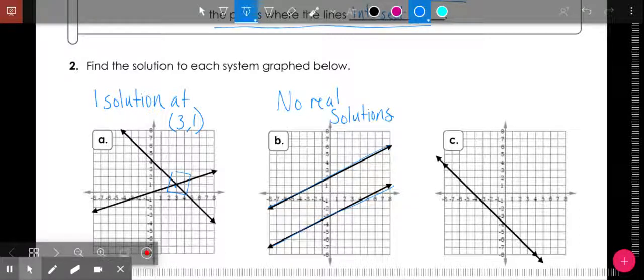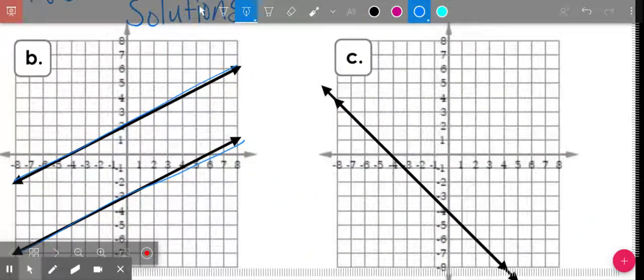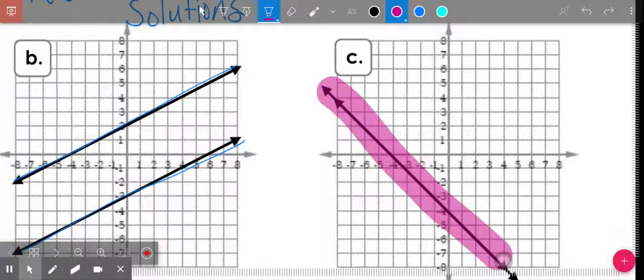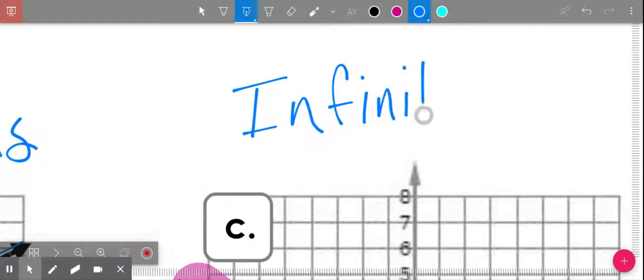And then last but not least, we have system C. Looking at this system, both of these lines are right on top of each other. They're the exact same line, just graphed right on top of each other. Since those lines are the same and they have every single point in common, we're going to say that this system has infinitely many solutions.